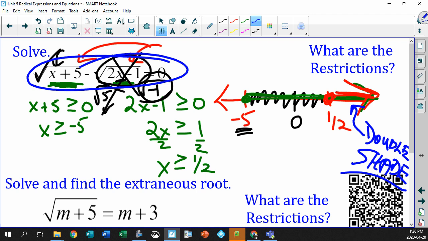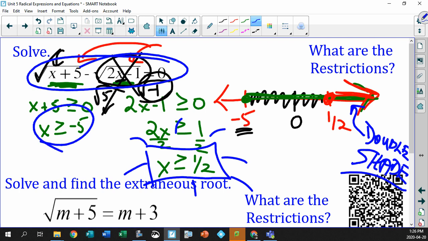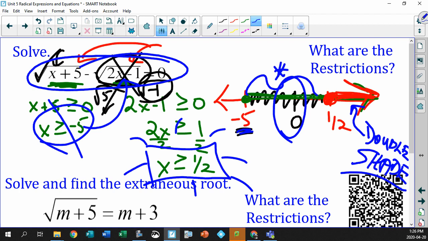So the only restriction you need to write is this one right here. You do not have to write the other restriction because it does not apply. Think about it, it has to be bigger than 1/2. And if you're saying it's got to be bigger than negative 5, that means any values in this area will work for the entire equation. It doesn't. Only where it's double shaded will it work for both radicals. So that's your weakest link. That's what I would write.